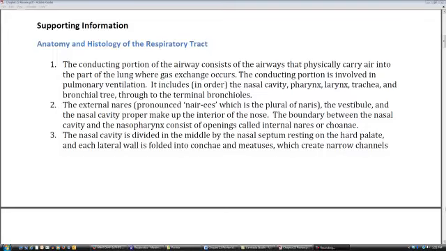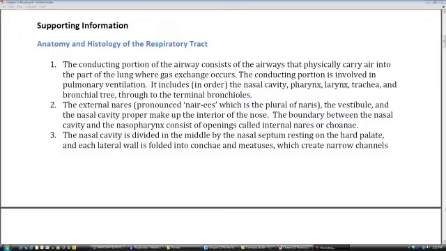Okay, so this is the first review of the supporting information, the anatomy and histology of the respiratory tract. Remember that you have two different ways of dividing the respiratory tract. There's a conducting portion, and this is the part that just physically carries the air in and out with pulmonary ventilation. And this includes the nasal cavity, the pharynx, the larynx, the trachea, and the bronchial tree through to the terminal bronchioles. And remember, the bronchial tree is contained within the lungs.